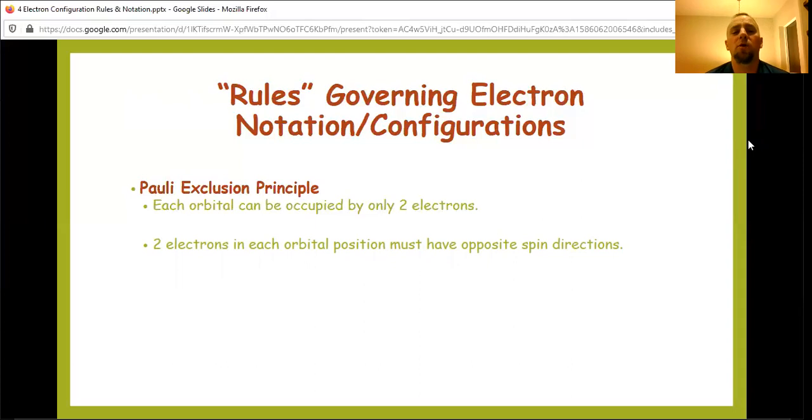But the other part of the Pauli exclusion principle says that those 2 electrons that can be held in that orbital have spin in opposite directions. So one of those electrons is spinning clockwise and the other is spinning counterclockwise. So if you remember looking at that box version of the electron notation, the more traditional method, the arrows are pointed in opposite directions.